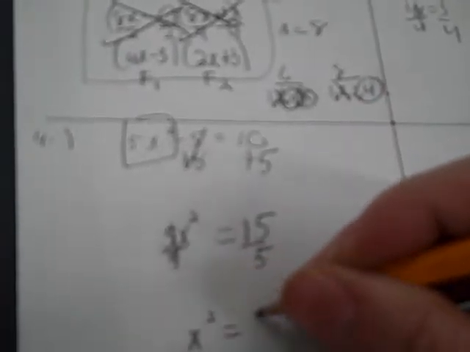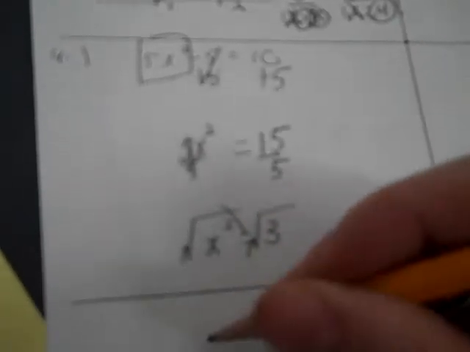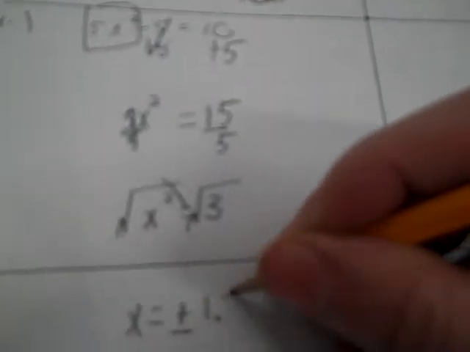Now I divide by 5. So x to the second equals 3, and then we're going to find the square root of both sides. So x equals a positive or a negative square root of 3, which is 1.73. So those are your two answers, 1.73 and negative 1.73.